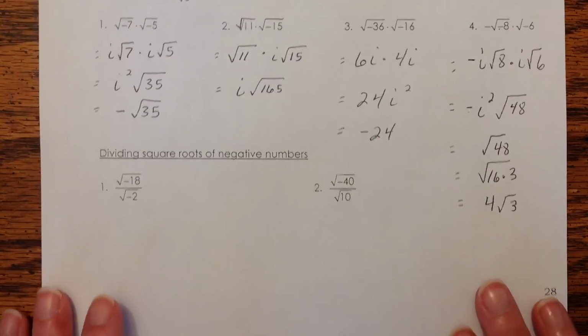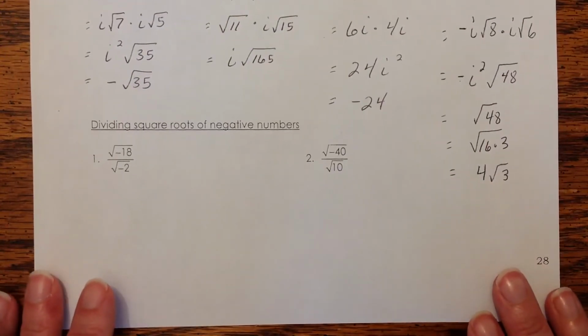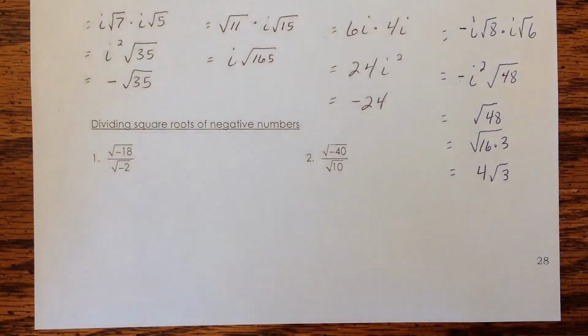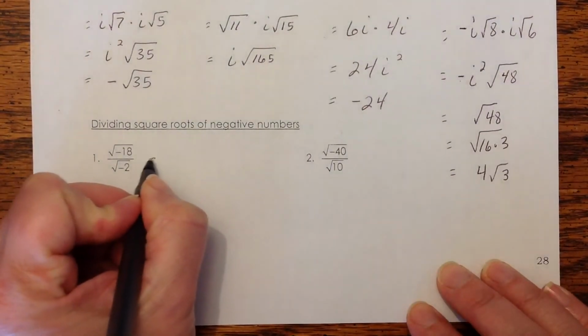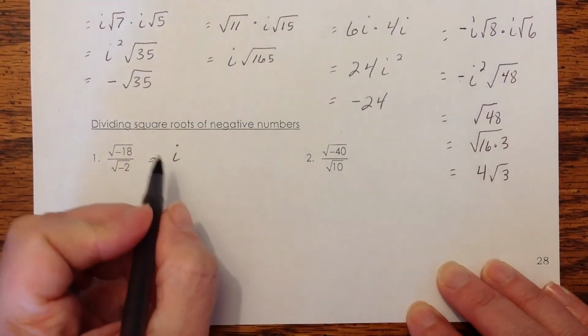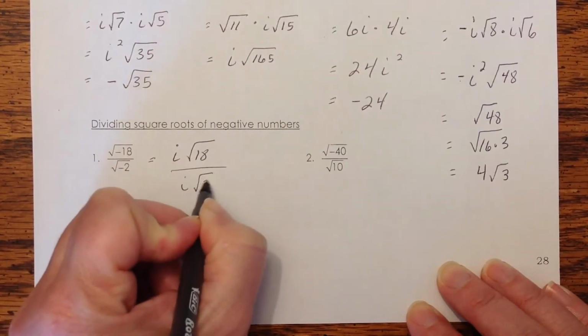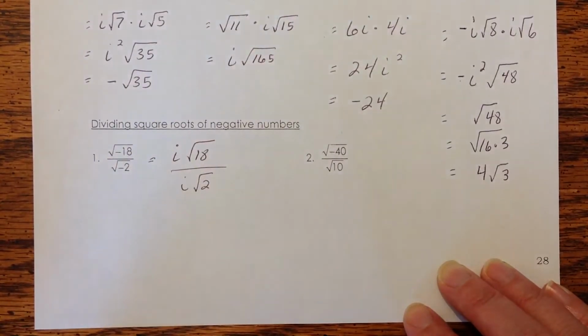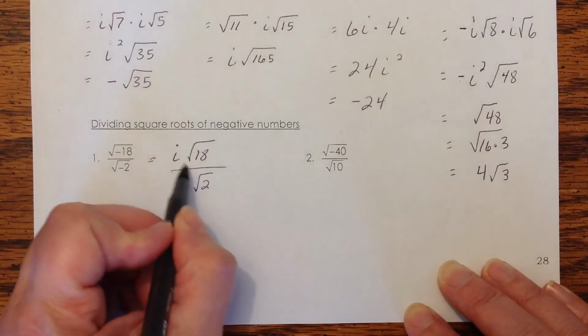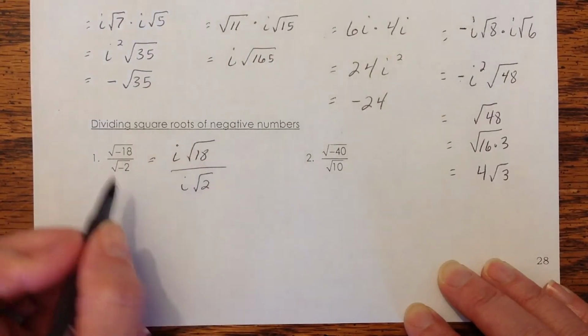Now the next part is to divide square roots. Well, the quotient rule says the same thing. I have to take out my i before I can ever think about dividing square roots. I also always want to think about simplifying my radicals.